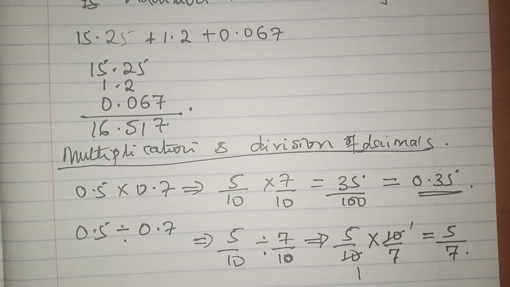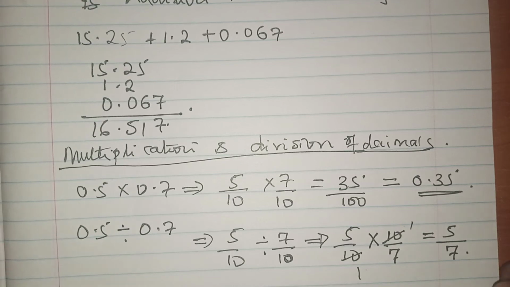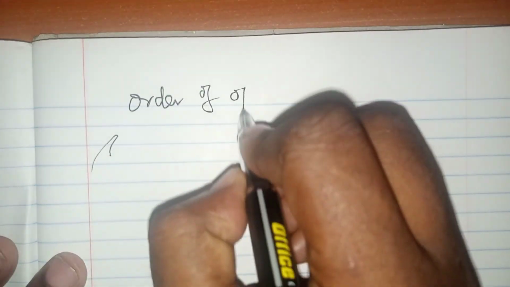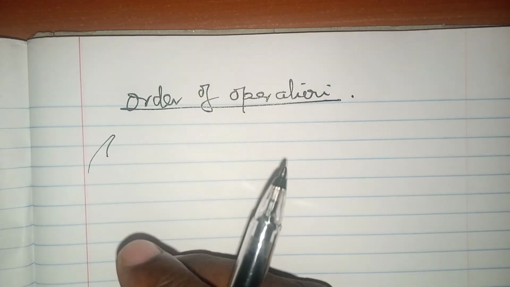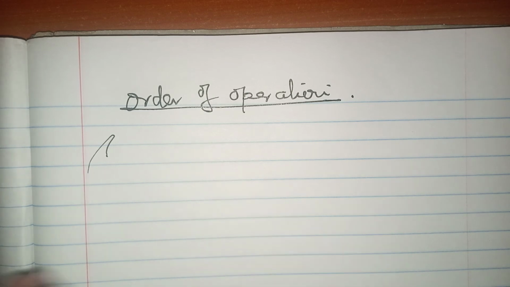But before I end the lesson, I think we can talk about order of operation. The order of operation. What comes first? What comes before what? We are told that the same rules regarding the order in which operations are performed on integers apply to decimals.